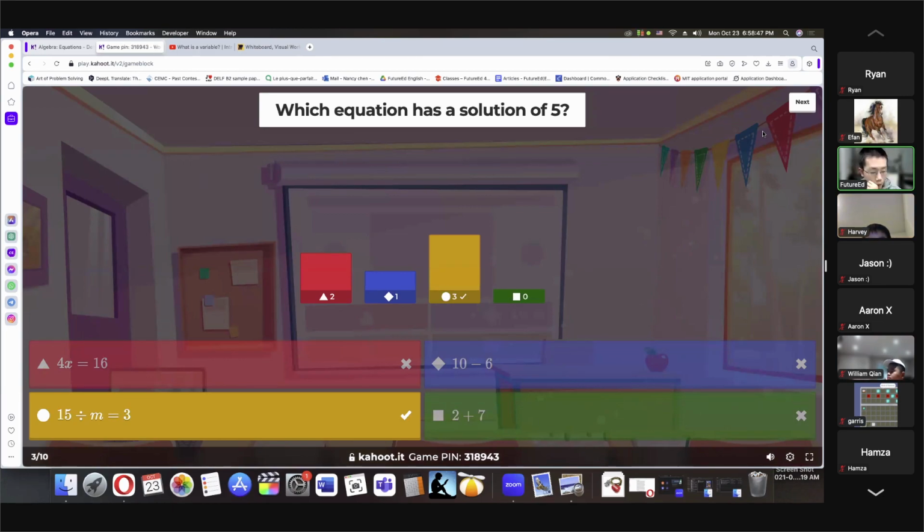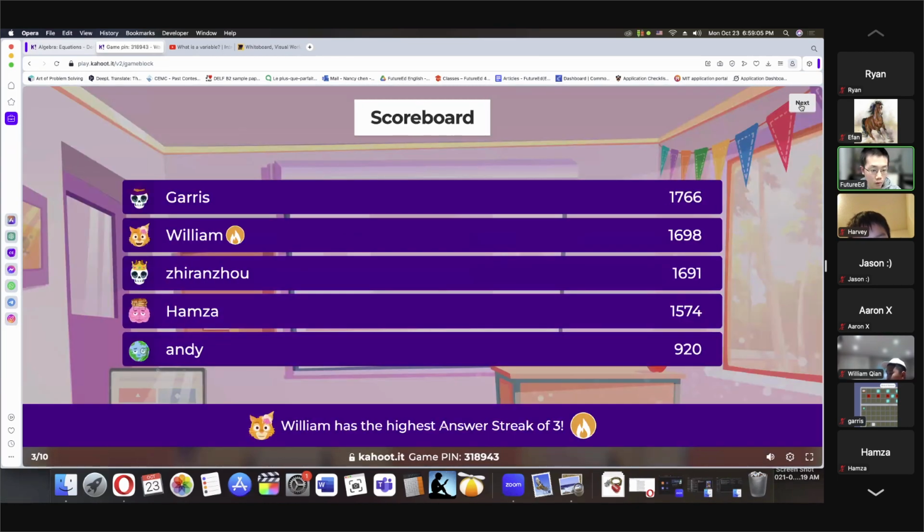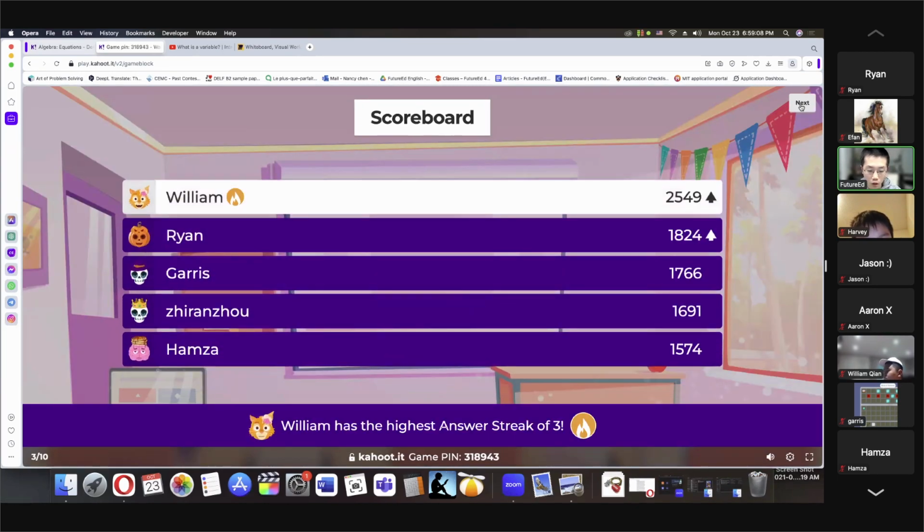Not too sure why lots of people got this one wrong, but you were just supposed to plug 5 into the answer and check if it was correct. 4 times 5 is not 16, it's 20. 10 minus 6 is 4. They're close, but it's not the same. And 15 divided by 5 is equal to 3. So that is the correct answer. Hey, good job, William.